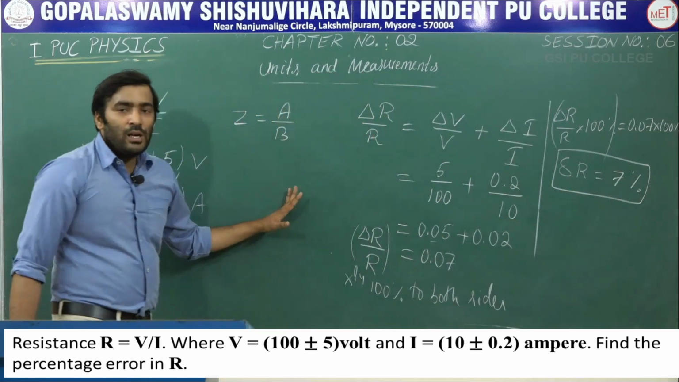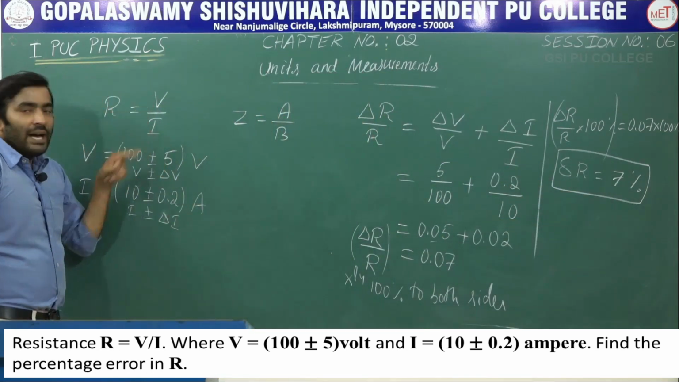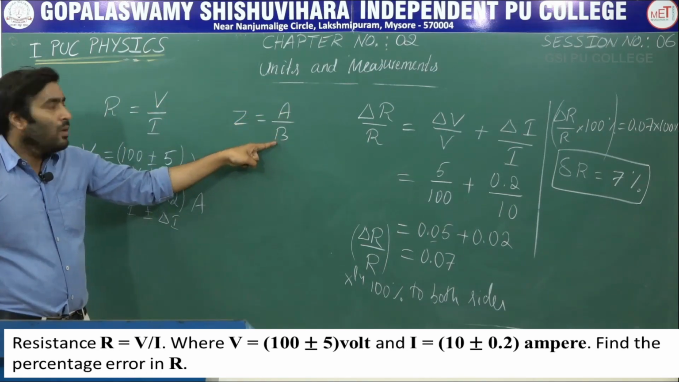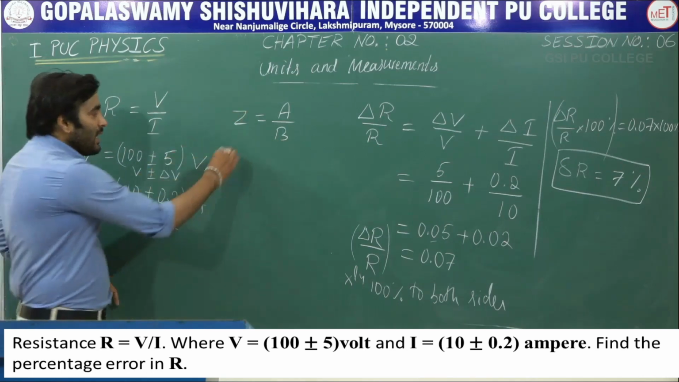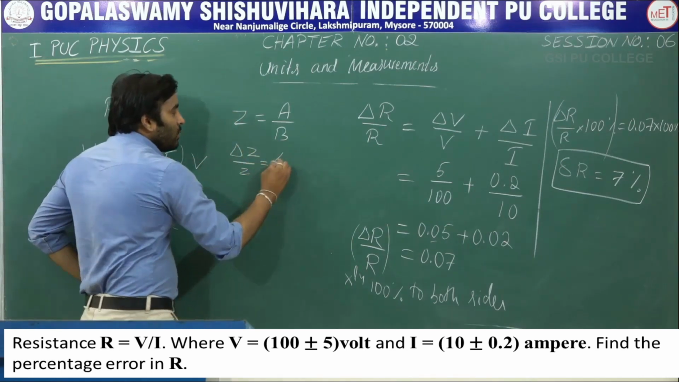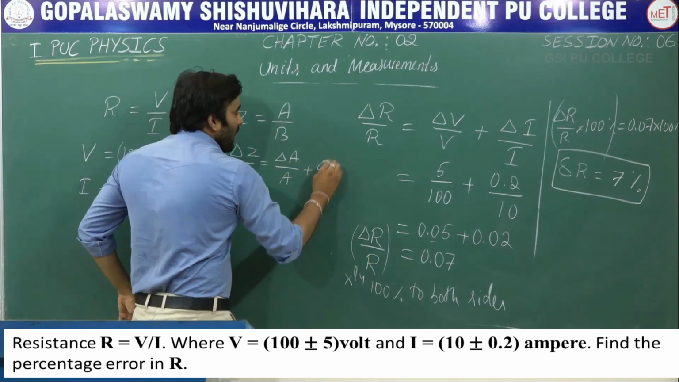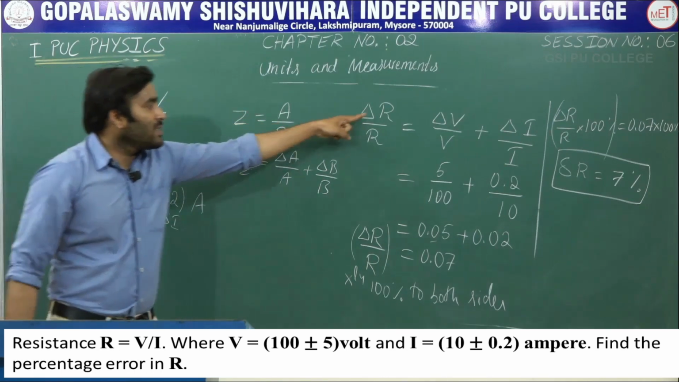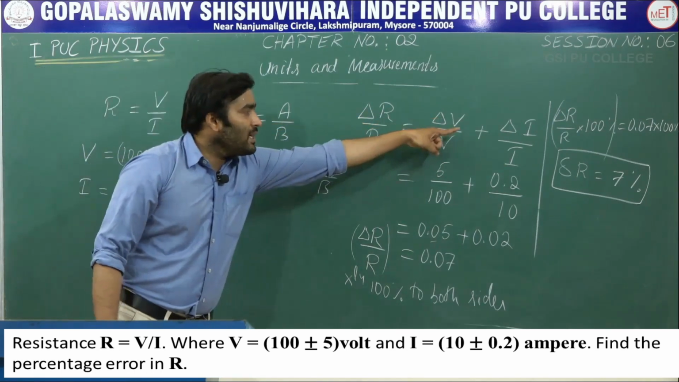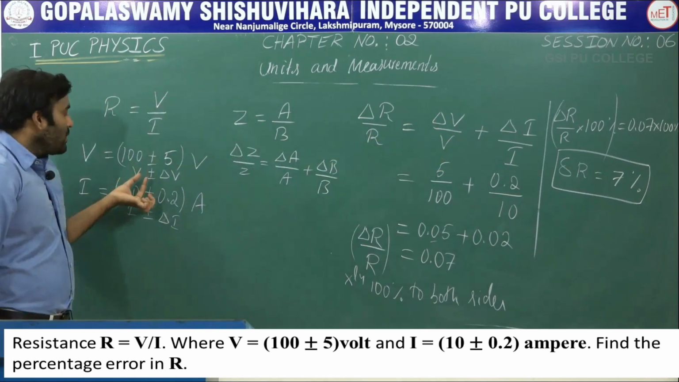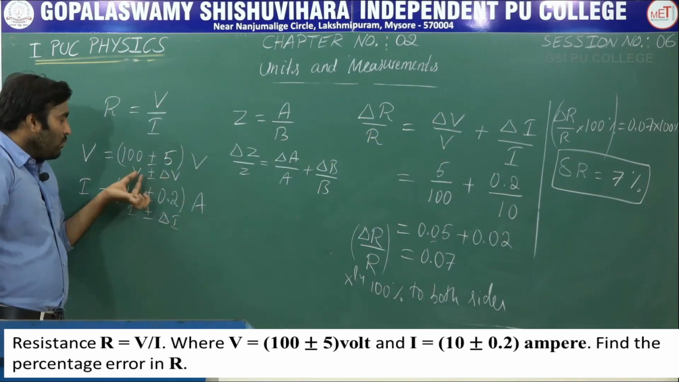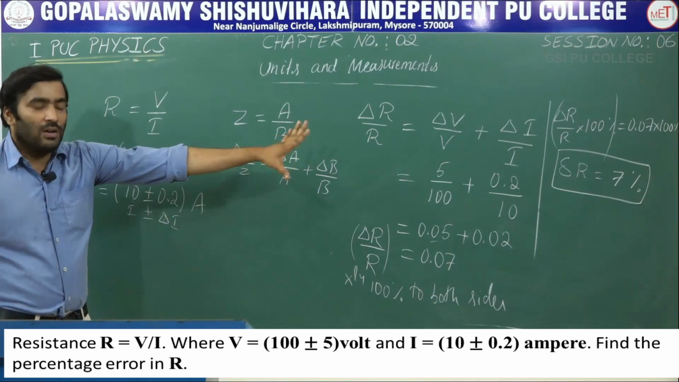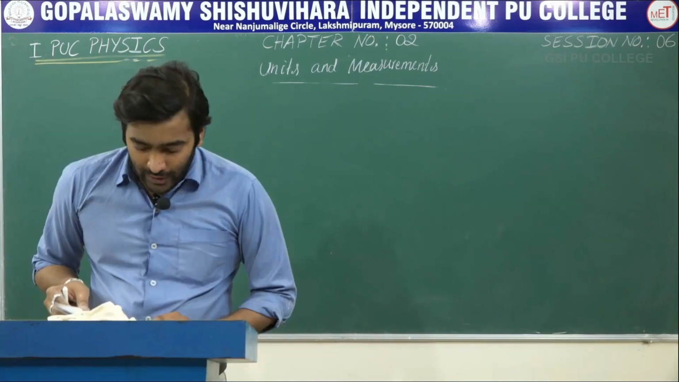So ಹೇಗೆ ನಾವು ಇದನ್ನ ಮಾಡಿದ್ವಿ? First R is equal to V by I ಇದೆ. ಈ ಈಕ್ವೇಶನ್ ಇದೇ ಫಾರ್ಮ್ ಅಲ್ಲಿ ಇದೆ. Z is equal to A by B ಫಾರ್ಮ್ ಅಲ್ಲಿ ಇರುತ್ತೆ. So what is the error in Z? The error in Z is written as delta Z by Z equal to delta A by A plus delta B by B. In the same way, we have written the error in R. Error in R is delta R by R is equal to delta V by V plus delta I by I. So I know the values of delta V, delta I, V and I. So I have substituted the values and finally I got the result as 7%. We'll move on to the next problem.